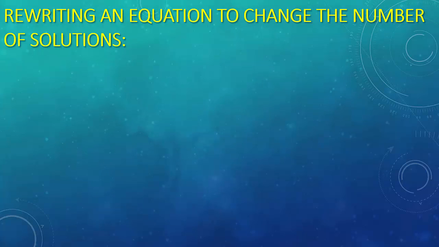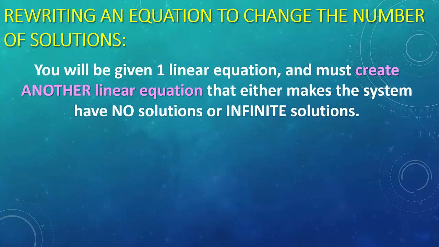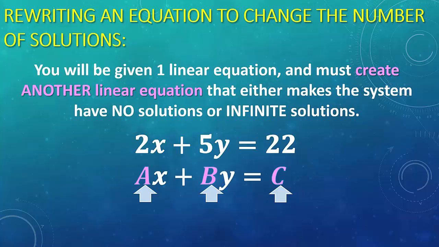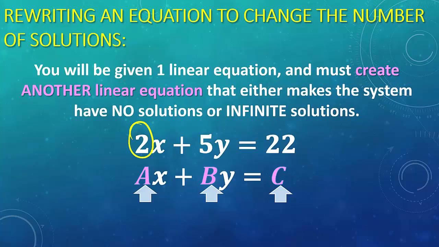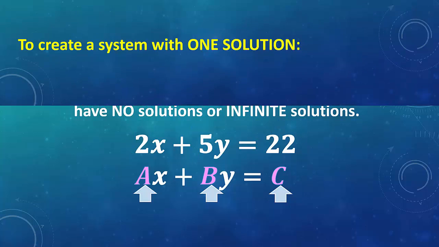So when you're rewriting an equation to change the number of solutions, you're going to be given one linear equation, and you have to create another one that either makes the system have no solutions or infinite solutions, and then we're going to throw in one solution also. When you do this, you want it set in this form. The form we're going to be using, we represent as ax plus by equals c, where a is the coefficient of x, b is the coefficient of y, and c is the constant. So I'm going to refer to things as your a, your b, or your c.